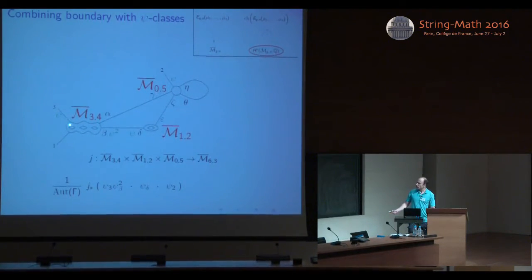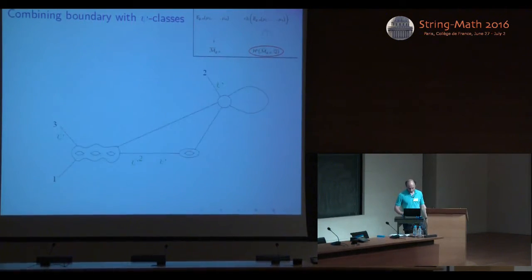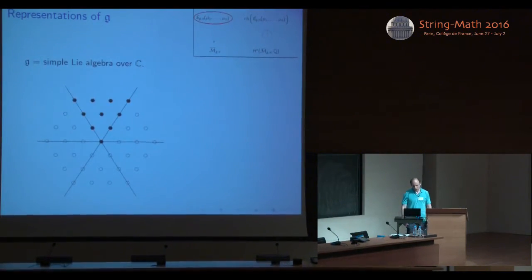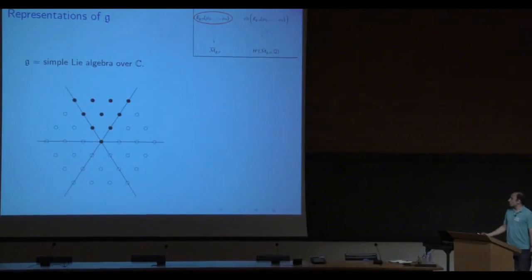Okay, and this picture represents the push forward of the product of psi classes, so there's a psi class on every edge. For example, in this M3,4 bar, we take psi 3 and psi beta squared. On this M1,2 bar, we take the class psi delta. And on this M0,4 bar, we take the class psi 2. Then we take the push forward of this product under the map J, and there is a normalization factor. We divide by the number of automorphisms of this graph. In this case, it's 2. The only automorphism of this graph reverts the orientation of this edge.